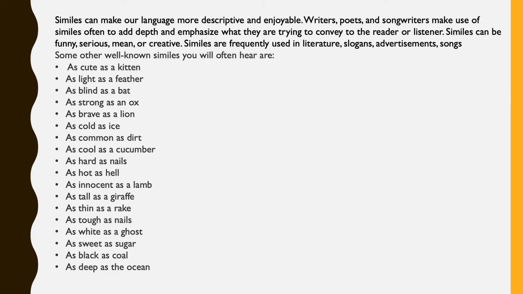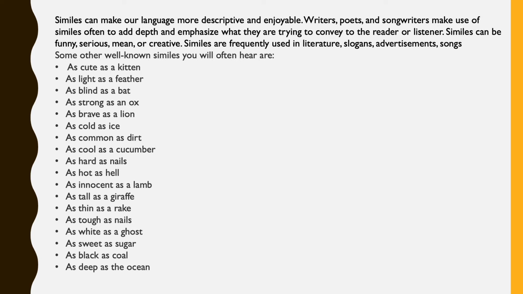We often say for somebody, as cute as a kitten, or for something as light as a feather, as blind as a bat, as strong as an ox, as brave as a lion, as cold as ice, as common as dirt. What we are doing is we are comparing one thing to the other. We use these expressions to compare one thing with a different thing.